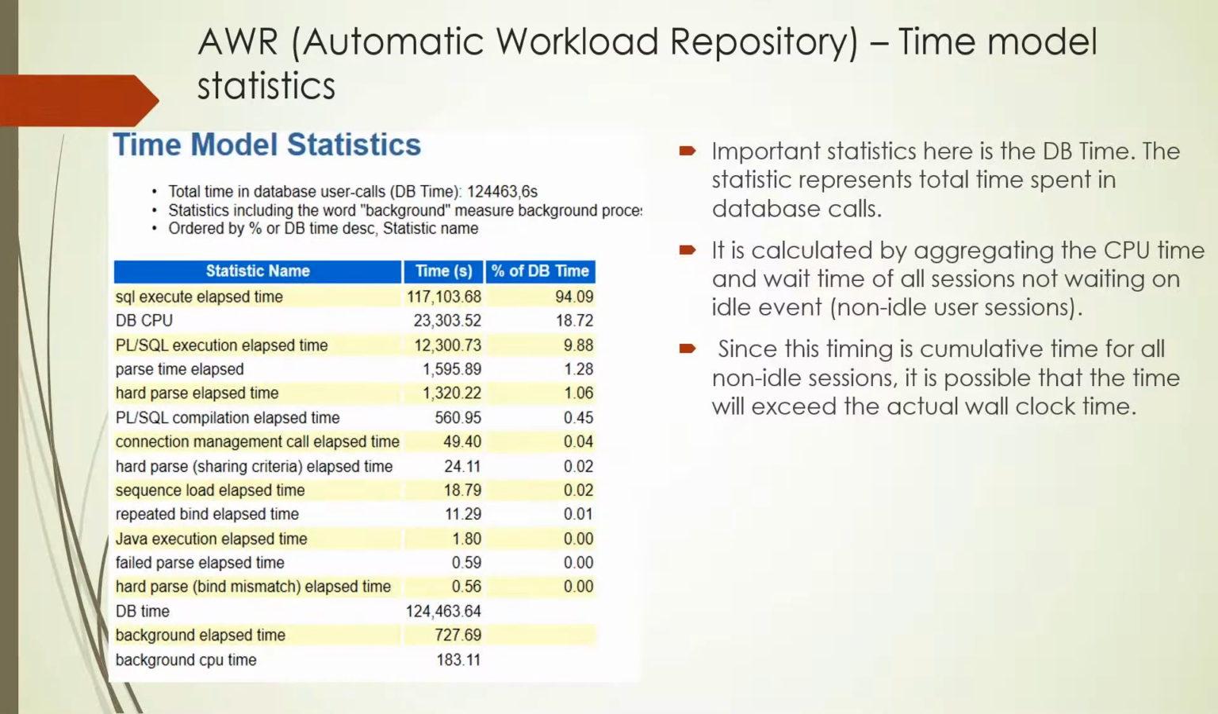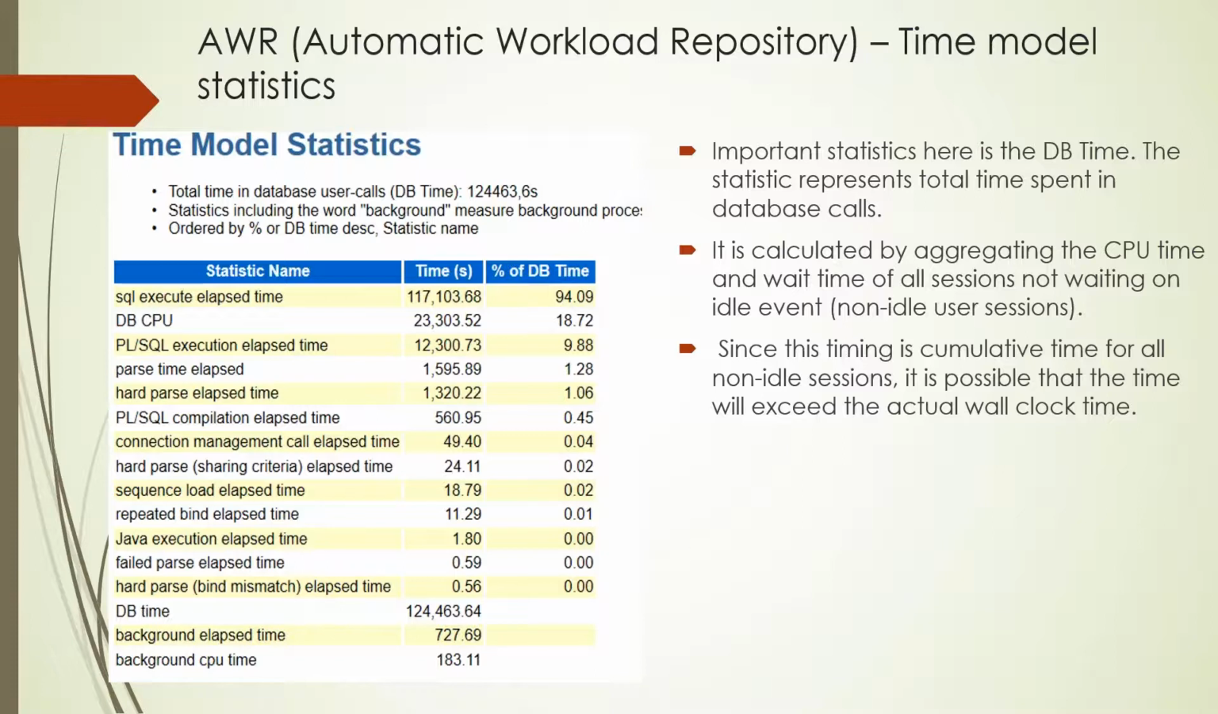Okay, then time model statistics is again a very important thing. Why is it important? It gives you the total time spent in the database. So for the entire database, for the AWR report that you have generated, this is the cumulative section. It is calculated by aggregating the CPU time and wait time of all non-idle user sessions. It will not include the idle ones. Since it's cumulative time of all non-idle sessions, it's possible that the time will exceed the actual wall clock time.